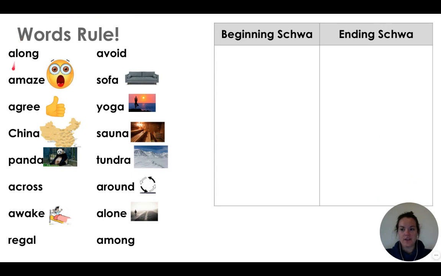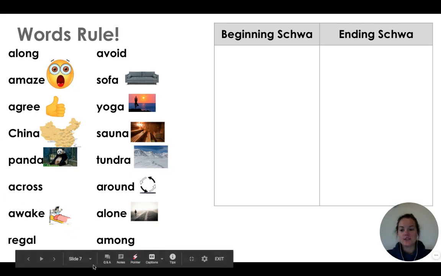Okay, so here, repeat after me. The A is at the beginning of the word, so it's going to have the schwa sound. So say along, avoid, amaze. And here we go. Here's an example of the ending schwa sound. Sofa is another word that we use for couch. Now I want you guys to try this word. How do you think you'd say this? Good. You'd say agree.